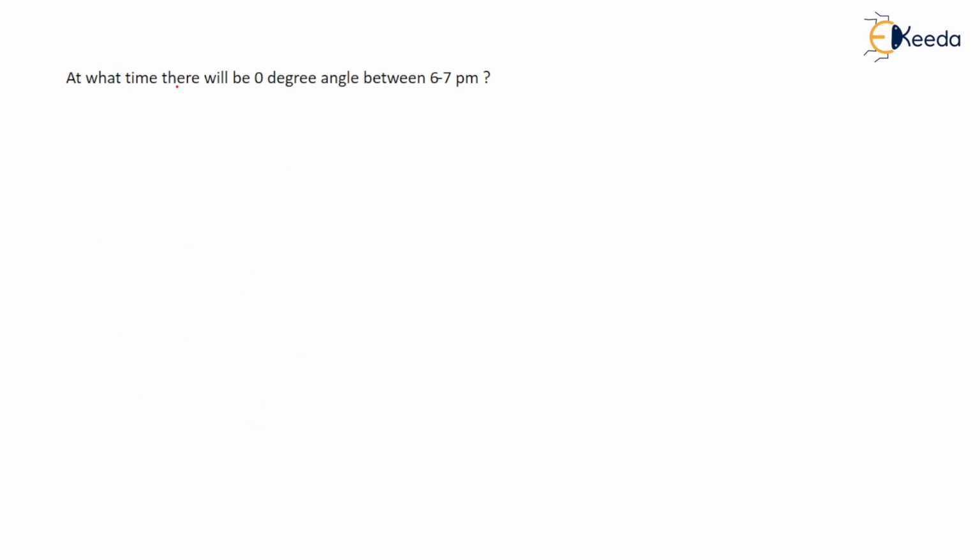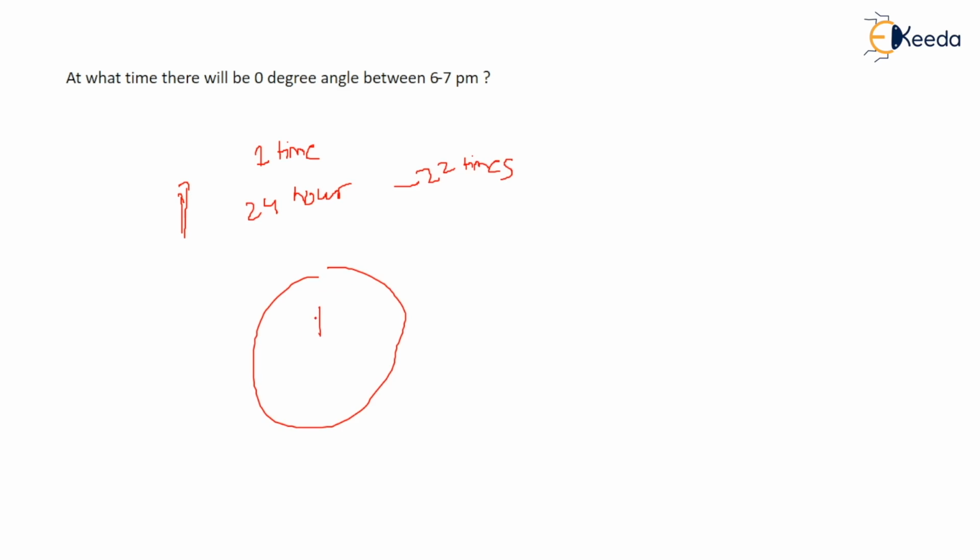This is the question: at what time will there be a 0 degree angle between 6 and 7 p.m.? Okay, so first I would like to tell you what 0 degree means. They are overlapping each other. So how many times does this happen in 1 hour? Only one time in 1 hour. So in 24 hours, how many times will this happen? It will not happen 24 times, it will happen 22 times. Okay, you can check it, you can take a clock, remove it and place it like this on 12 12 and 1 1, like this. So you will find there are only 22 times, not 24 times.